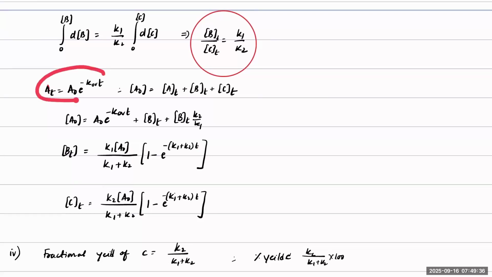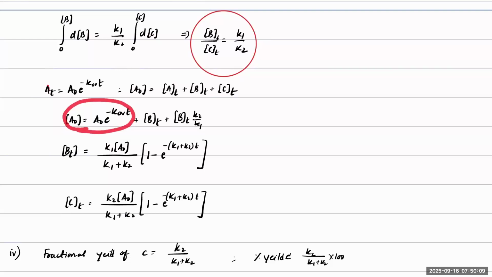And AT is equal to A naught e raised to the power of minus K overall into T. And imagine initially, let's say I have 10 moles of A. Now I am left with 5 moles and B has become 2 moles and C has become 3 moles. So can I write this or no? So the initial concentration of A can be written in terms of the concentrations of A, B, C after time T. Correct?